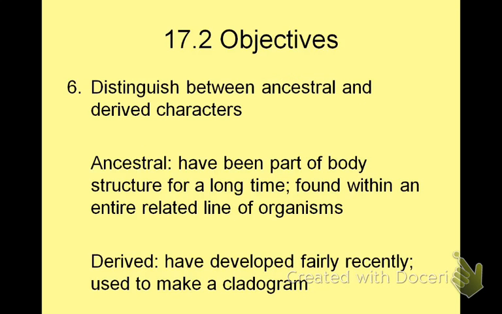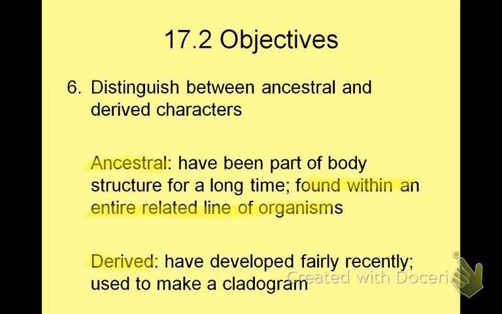The next thing you need to know the difference between is ancestral and derived characters, and you'll see what those mean on the next slide. I'll give you the background, the definitions, and then I'll show you them in practice on the next one. Ancestral characters, just like it sounds, an ancestor is someone in the past. An ancestral characteristic has been a part of the body structure for a long period of time. So it's found within an entire related line of organisms. So all of the ancestors have this same characteristic.